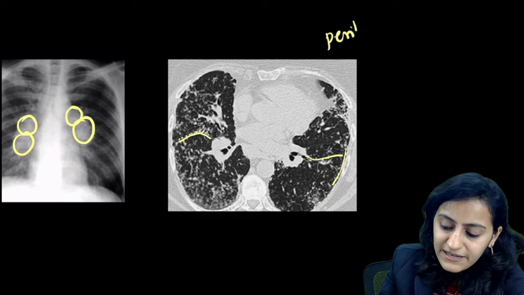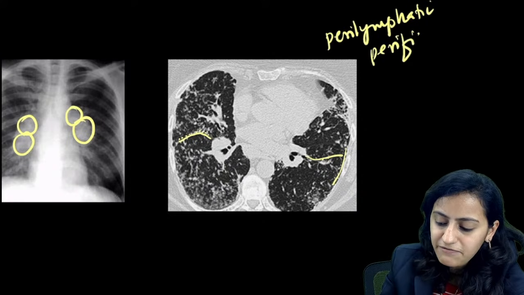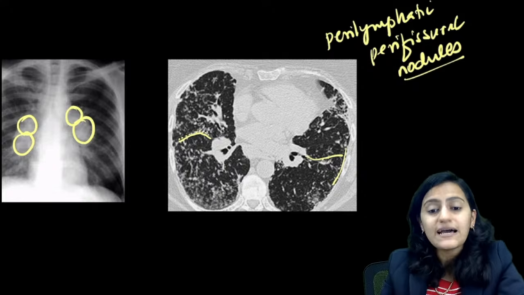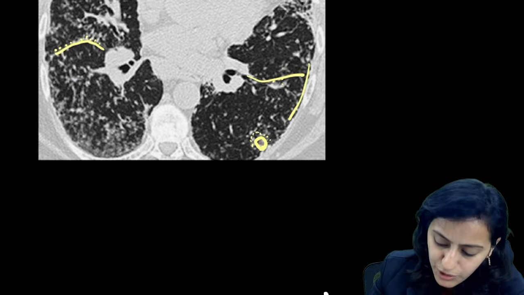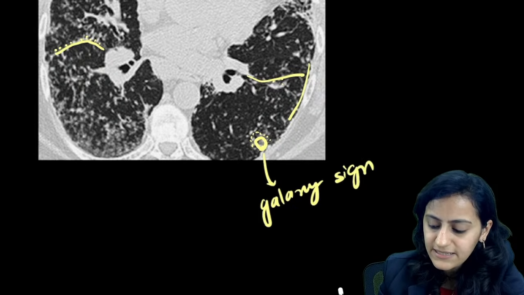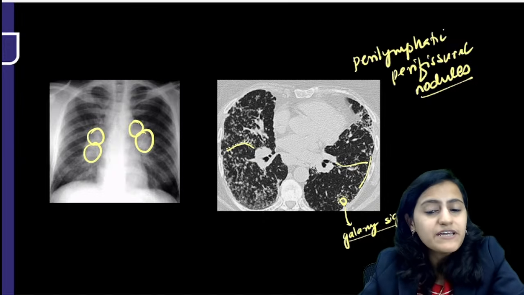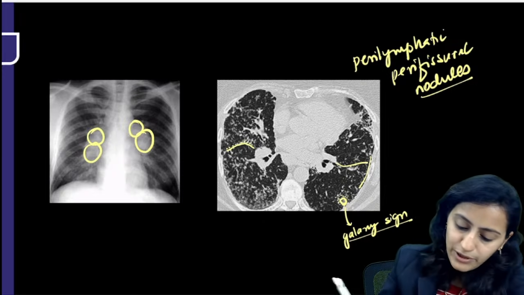So perilymphatic nodules, which are perifissural nodules, are the feature that we see in sarcoidosis. There can be nodules with multiple small nodules alongside that give the galaxy sign in sarcoidosis. So we have perifissural nodules and perilymphatic nodules. Galaxy sign is what we see in sarcoidosis.